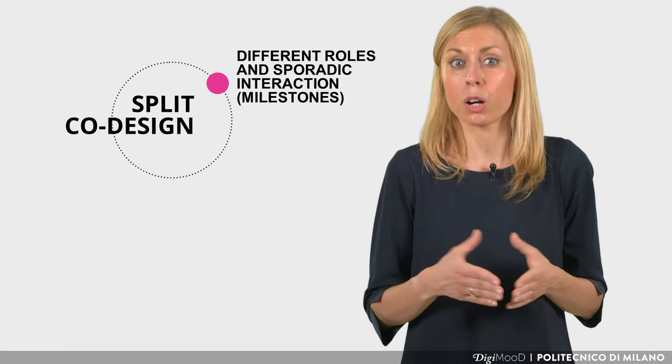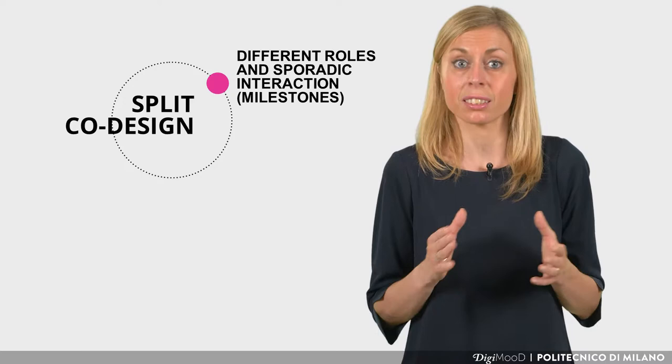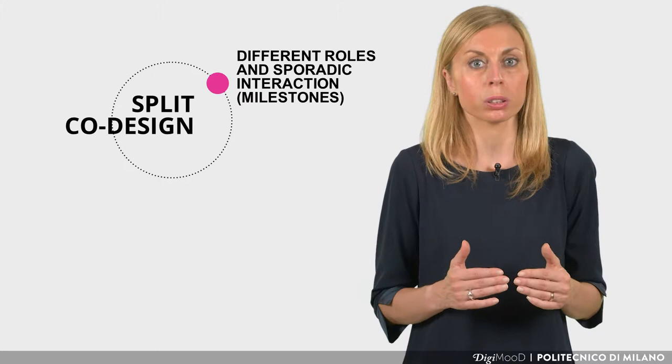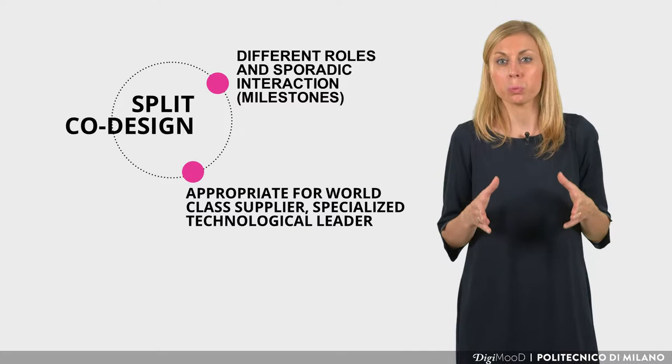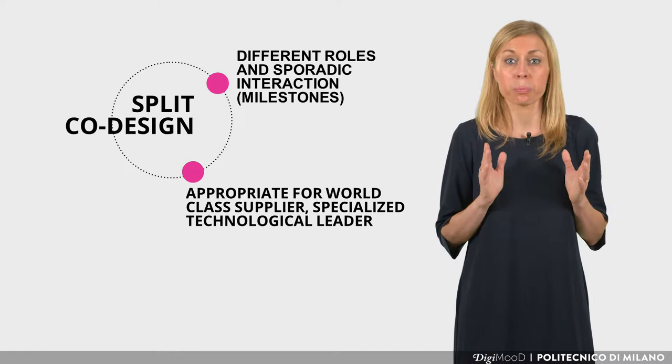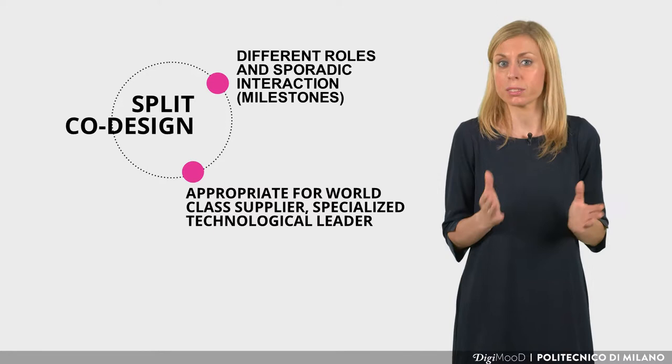The suppliers work on this input, providing evidences and ideas at the predefined milestones. During these meetings, the focal company gives feedbacks and suggestions until the final product is achieved. This type of co-design is generally adopted with world-class suppliers or with specialized technological leaders. Suppliers have great technical competencies and have best performance, and there is no need for a continuous sharing of competencies over time. An example of this type of co-design could be Para with the pharmaceutical company DuPont.